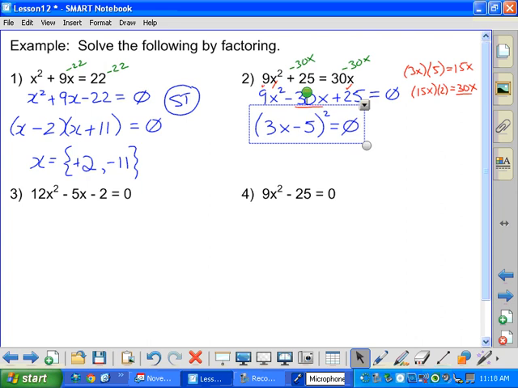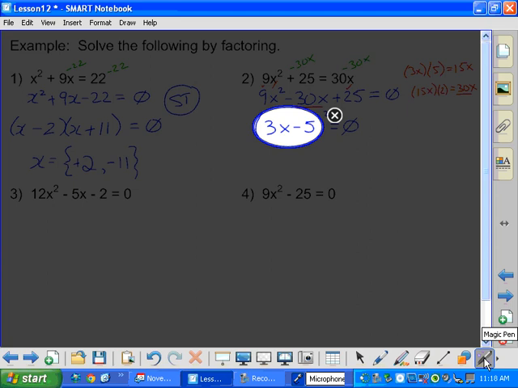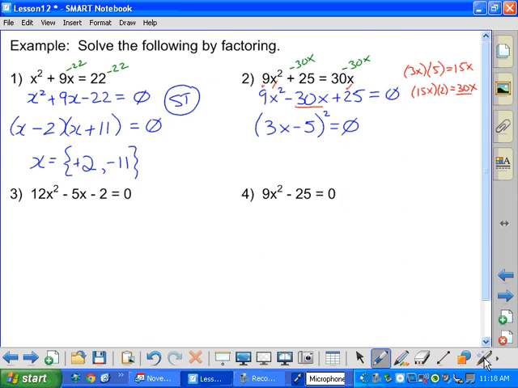Okay, I need to find out what value of x will make the bracket 0. Now, some of you are going to be saying to yourself, I can't do this in my head, and that's fine. So what we're going to do is take what's inside the bracket, 3x minus 5, and do it off to the side. So I'll put a star and a star to show you it's over here.